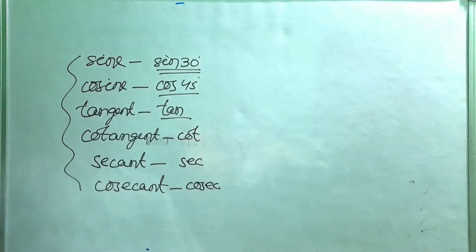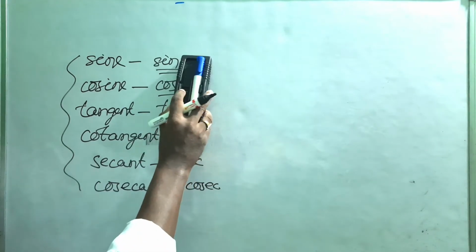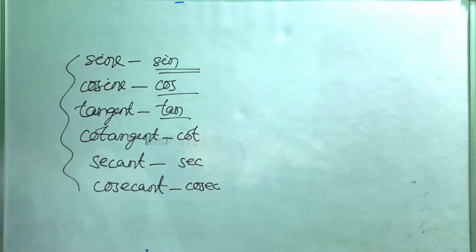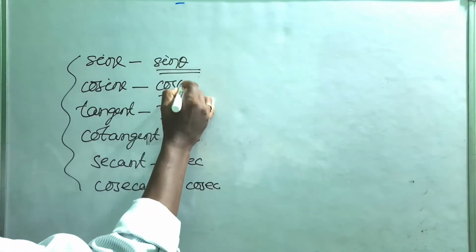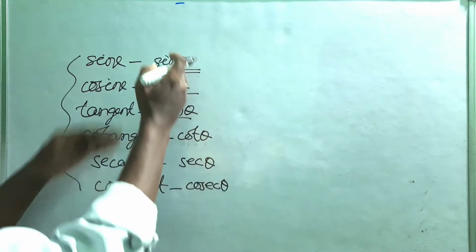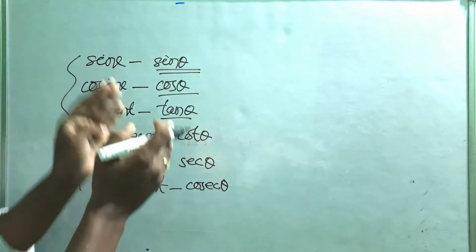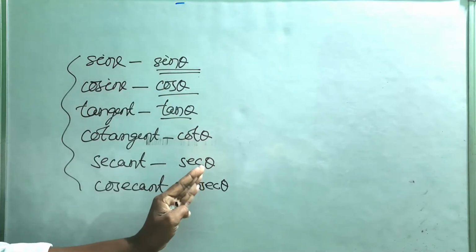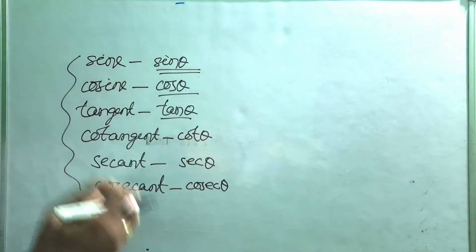Now let us consider the general angle. So what is that? Theta. Okay. Now if we take sin theta, cos theta, tan theta, cot theta, sec theta and cosec theta, then these trigonometric functions are called trigonometric ratios. Now why are they called trigonometric ratios? We have to understand this one. Okay.